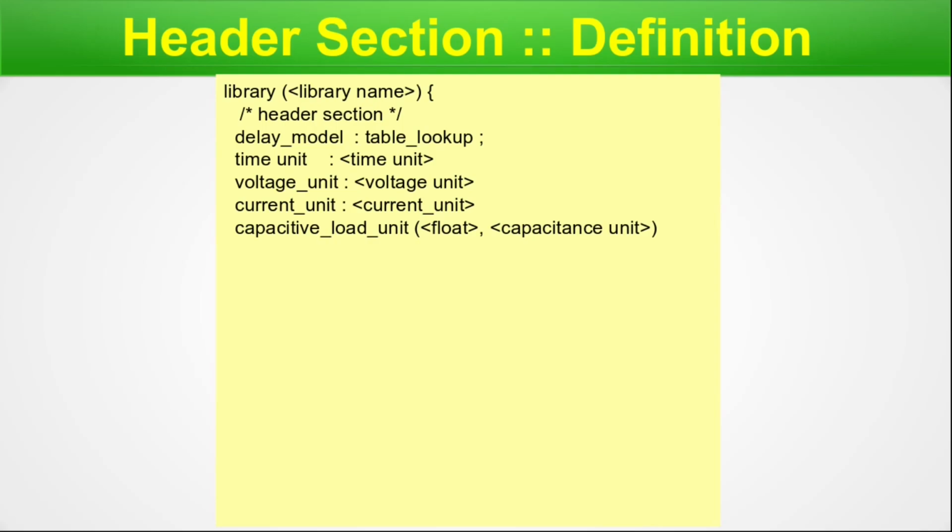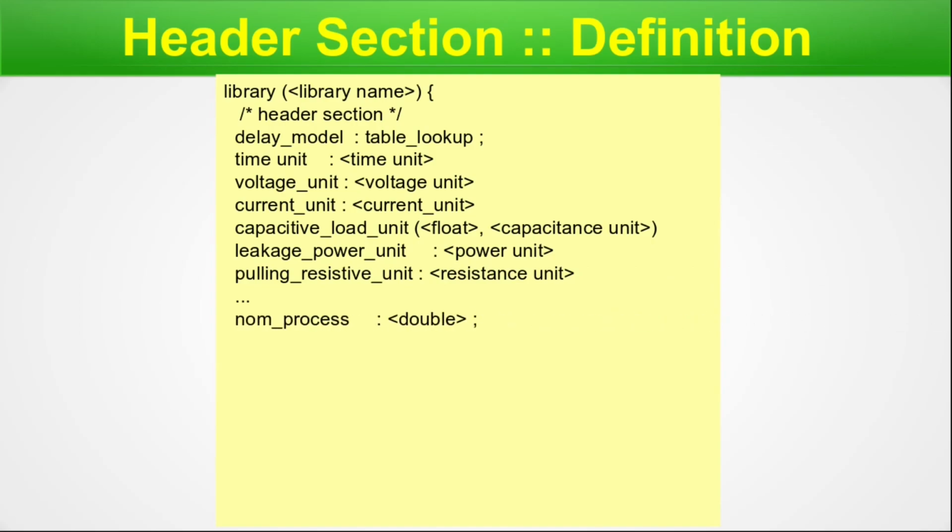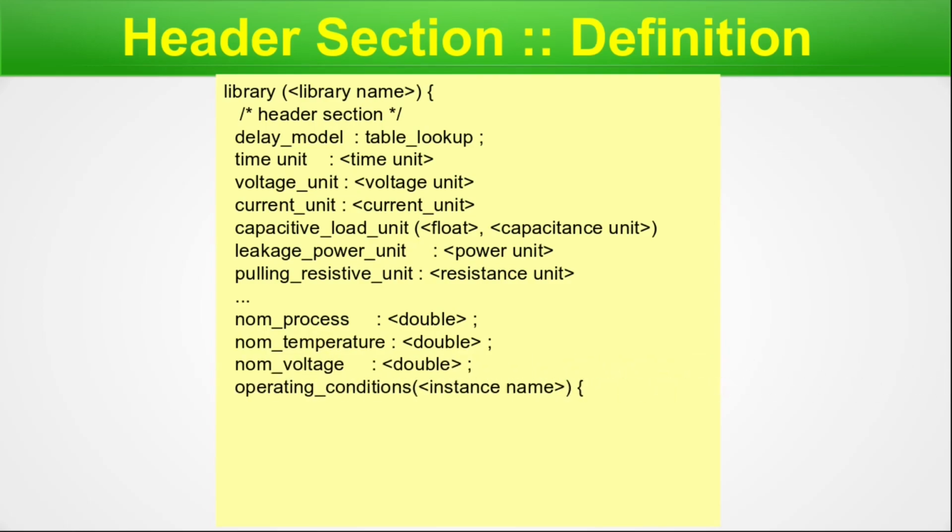It has two parts. One is the float, another one is the unit. Leakage power unit, pulling resistive unit will also contain the resistance unit. Then there will be nom process. There will be some double here. It is, you can say, the double real int, that double we are mentioning. Nom temperature double, nom voltage double, operating condition.